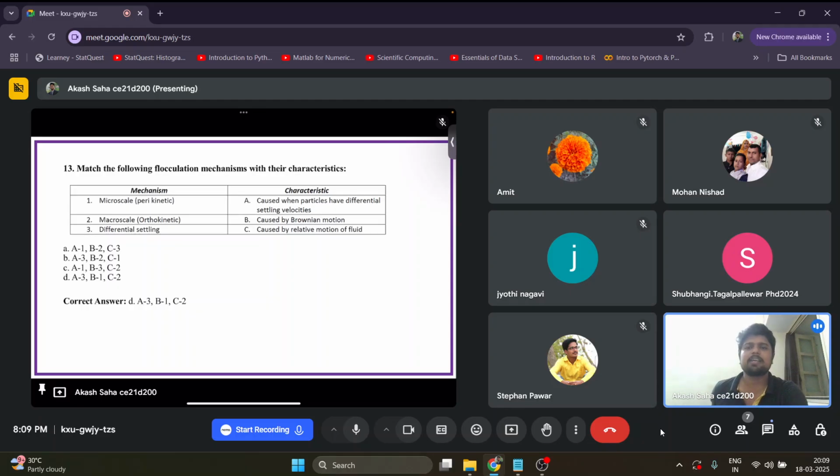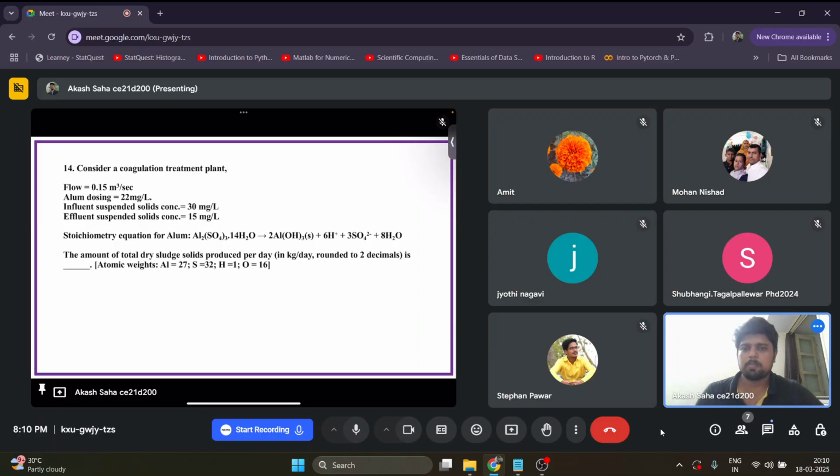So differential settling means caused by particles having differential settling velocities. Perikinetic means the mechanism that is governed by the Brownian motion. We are going into the micro scale. And for macro scale, it is just relative motion of fluid. Okay, so these are just different mechanisms. Just don't worry about it much. You don't have to know in detail. Just to give you some context.